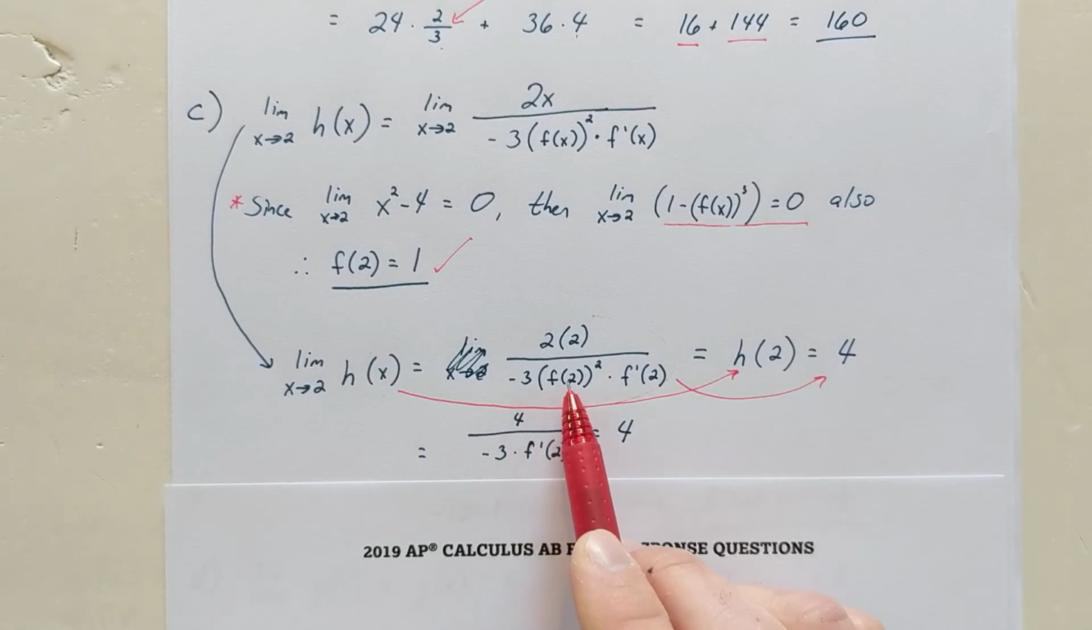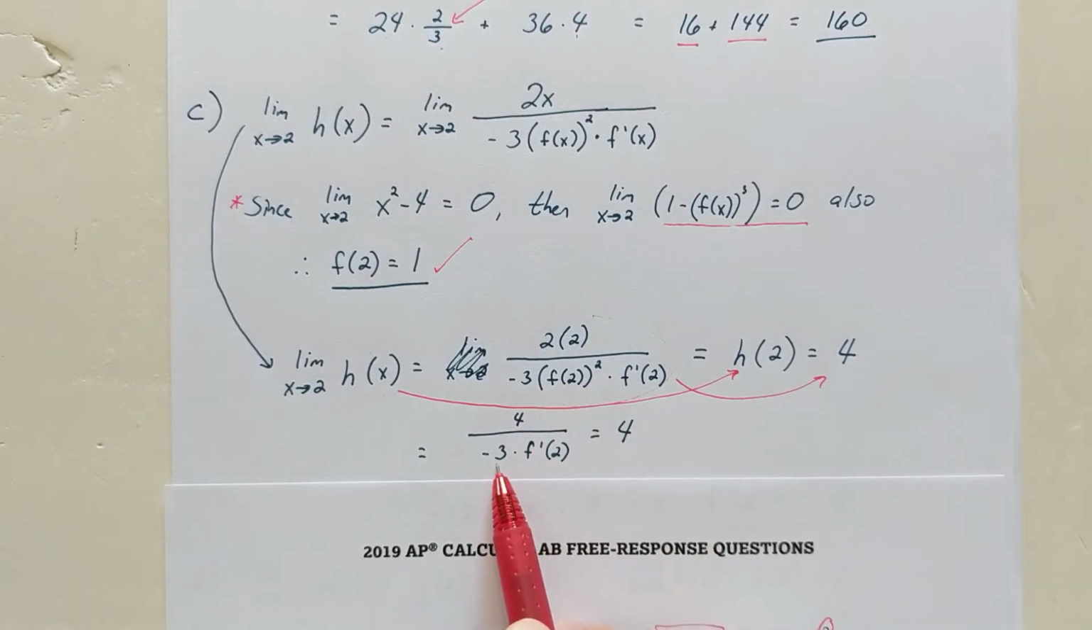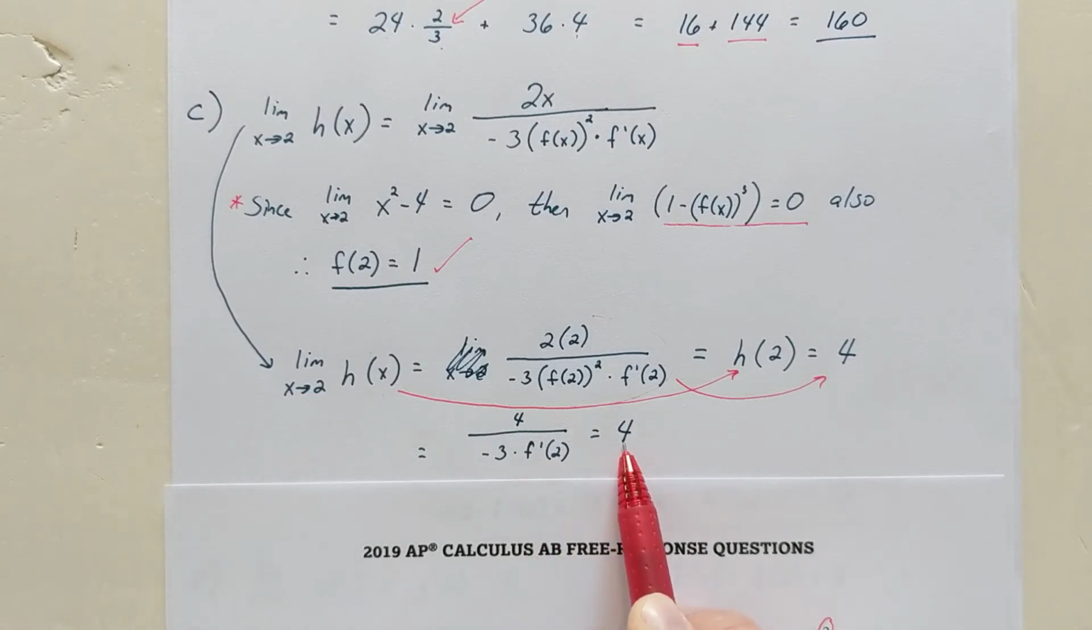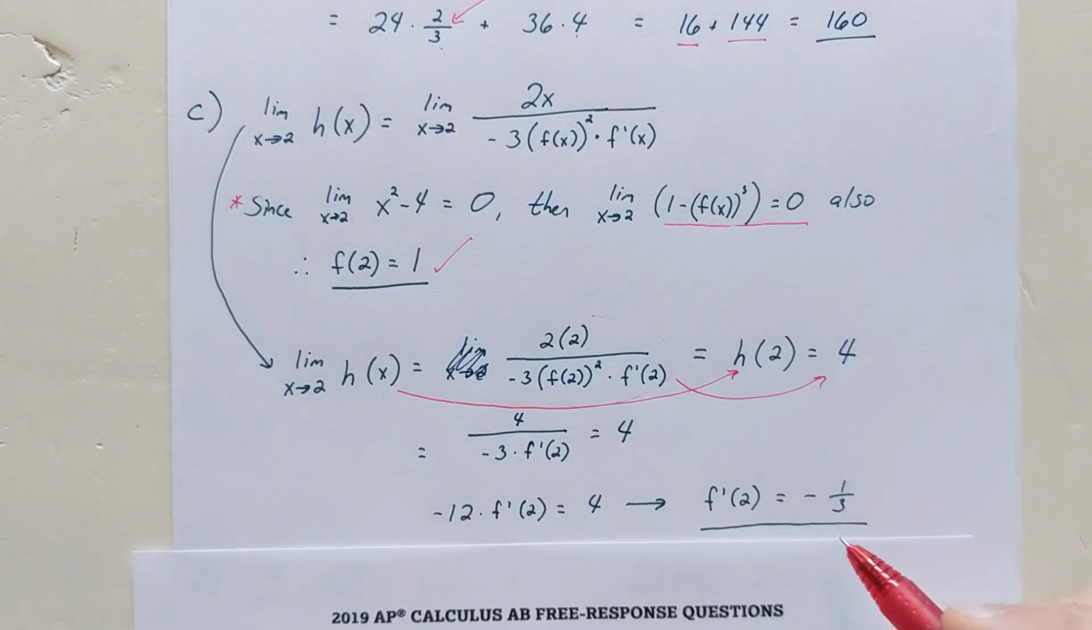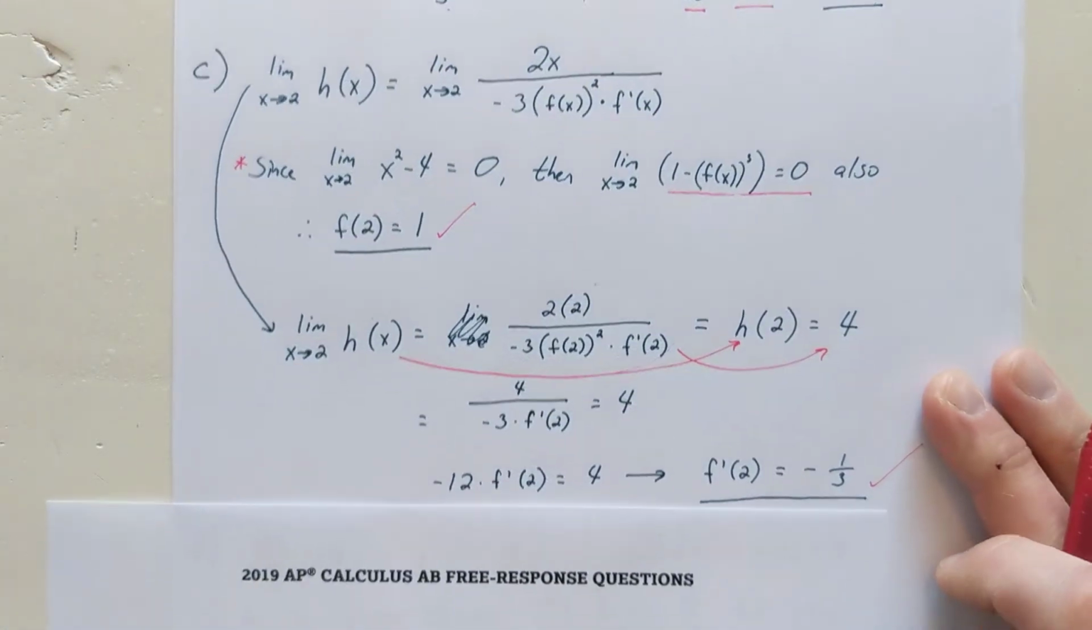So the negative 3 times 1 squared was just going to get us a negative 3, times the f prime of 2, which is still unknown, but we knew all of that had to equal 4. So I multiplied this denominator over here to the right and got negative 3 times 4 to make a negative 12. f prime of 2 was equal to the previous numerator of 4. Divided both sides by negative 12 and got this answer that f prime of 2 was equal to negative 1/3. That was a pretty tricky problem.